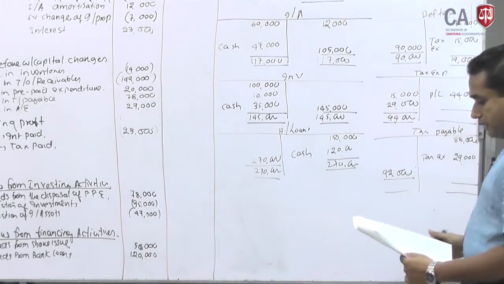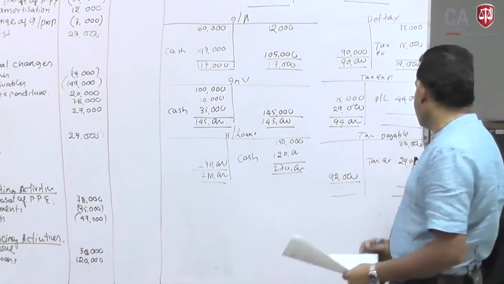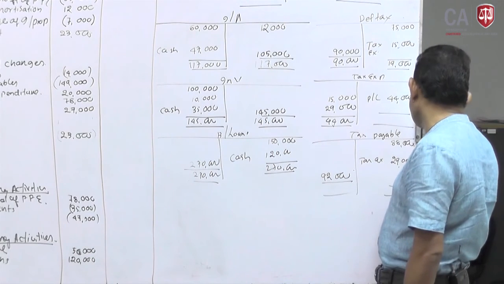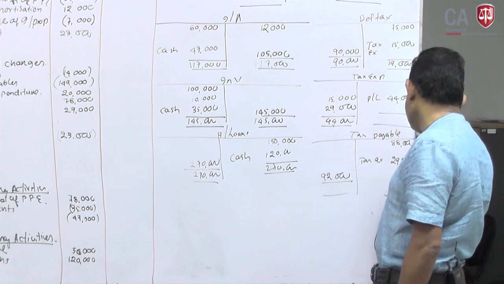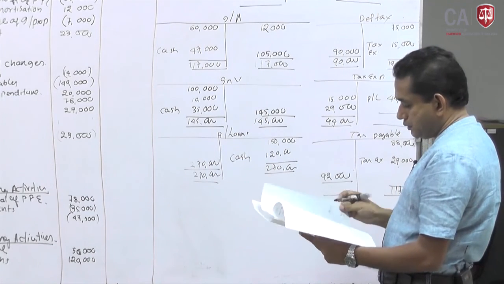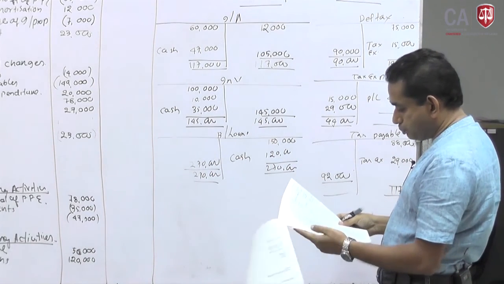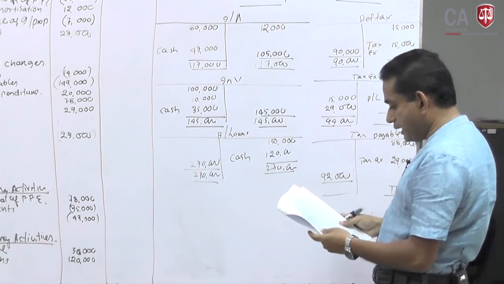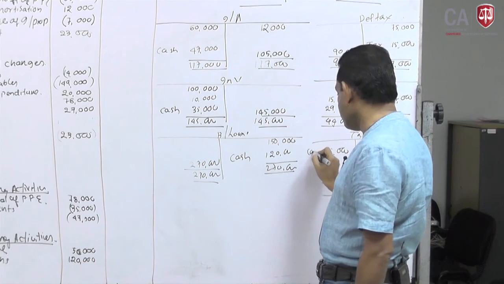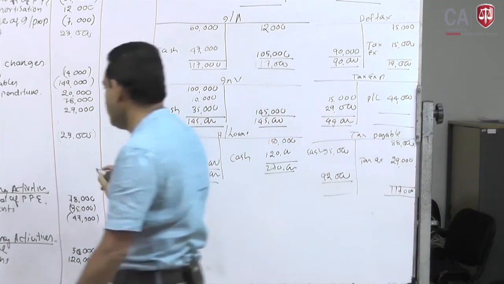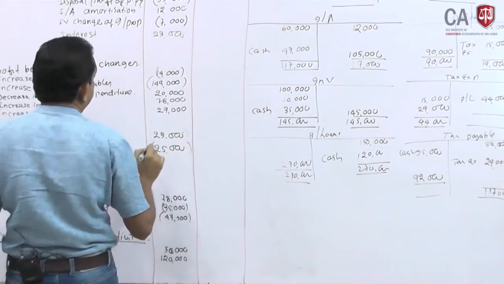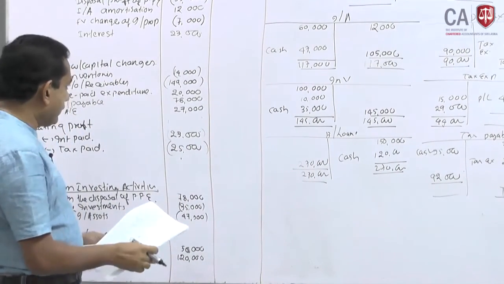Then the tax payable account is closed up, and to calculate the amount of taxes paid in cash, 117,000 taxes, and the balancing figure should be 25,000. That was what was paid in cash, and deduct it from here. 25 is deducted. Right.